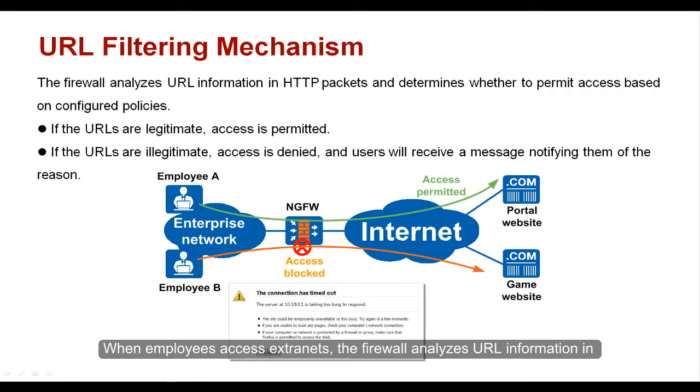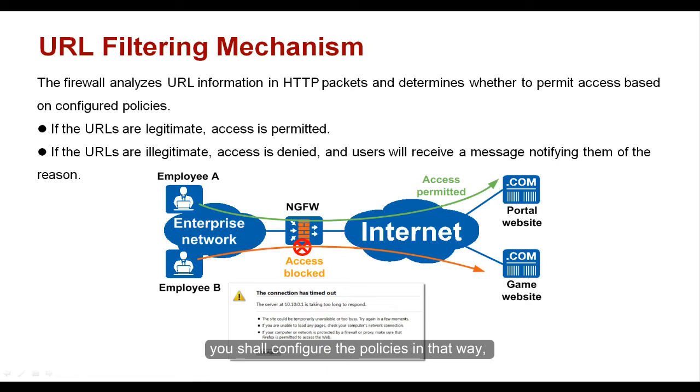When employees access extranets, the firewall analyzes URL information in HTTP packets, extracts URLs, and matches them with configured policies. For example, if you deem that portal websites shall be accessible to employees, you shall configure the policies in that way, so that the firewall can permit traffic of access to portal websites. If you configure policies to block access to game websites, the firewall blocks traffic of access to game websites.